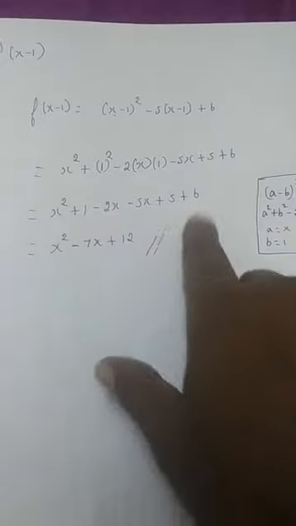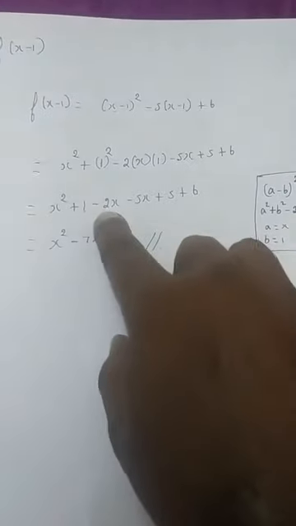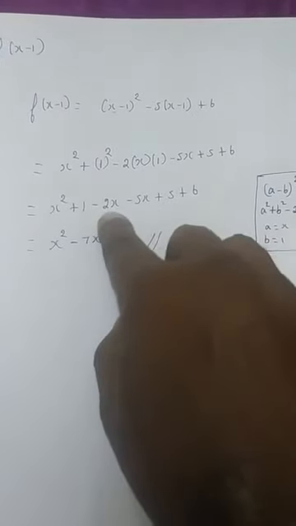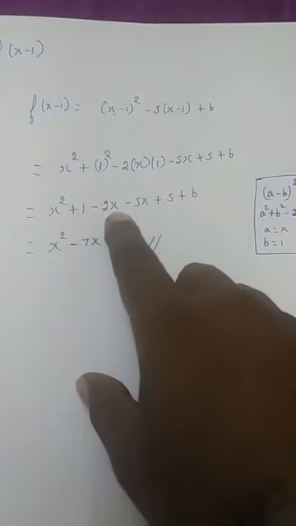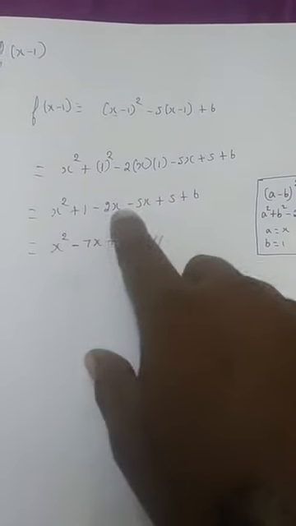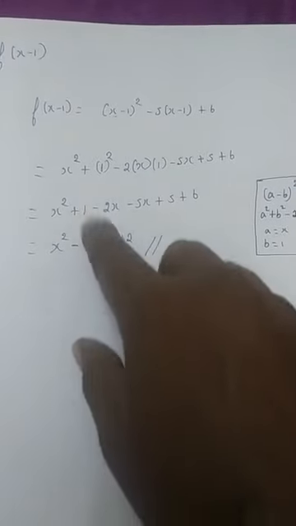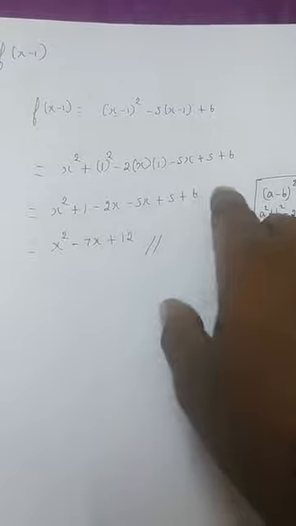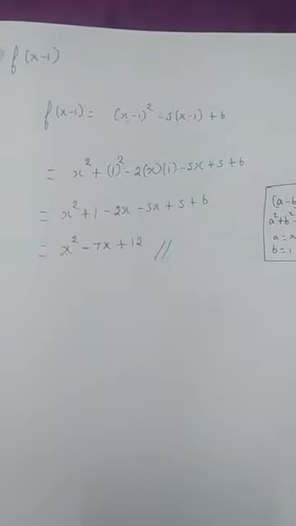We have to write the equation in order. What is the highest power here? 2. So x square. Next highest power is 1. So power 1, power 1. These are the x values. Minus 2x, minus 5x. Both have the same sign, so we have to add. If we add 2 and 5, it is 7. That is 7x. The bigger number is 5, which has the minus sign, so minus 7x. After that, constant. 1 plus 5 plus 6. 1 plus 5 is 6. 6 plus 6 is 12. This is the answer for f of x minus 1.